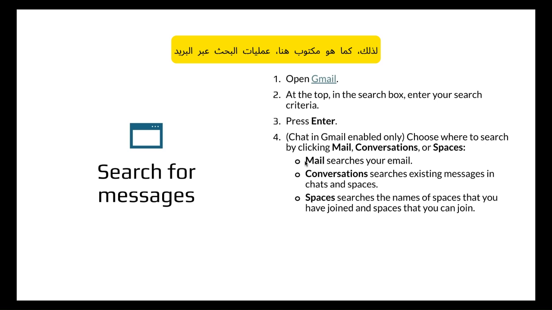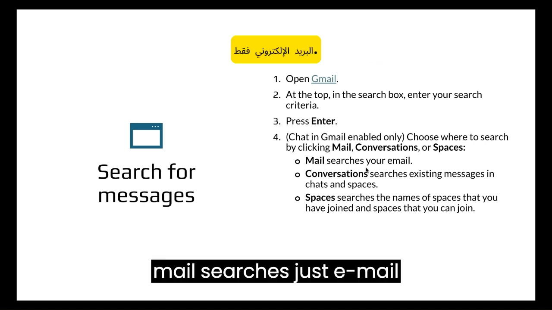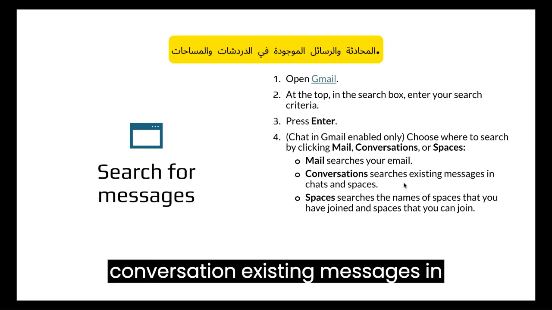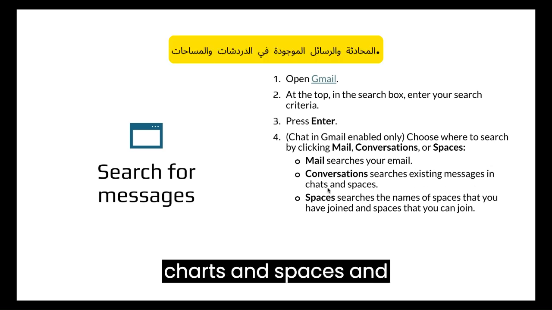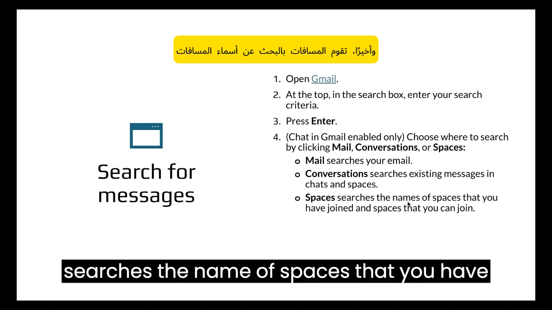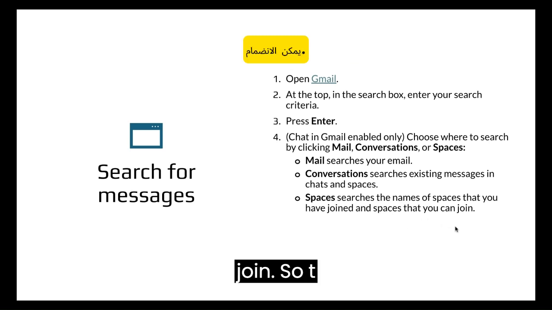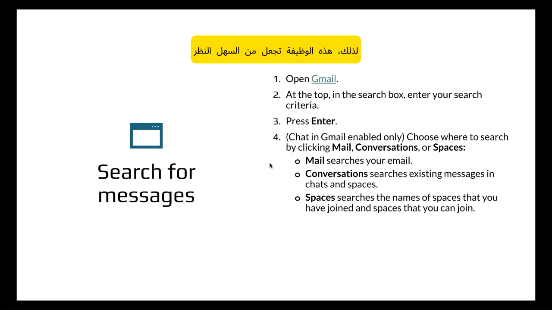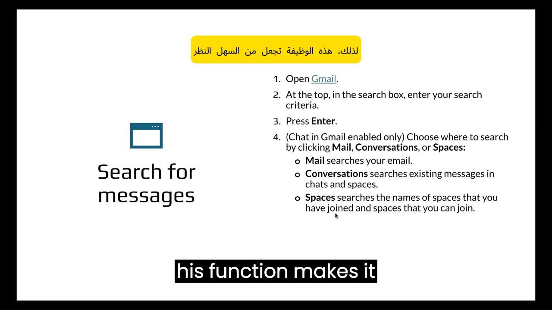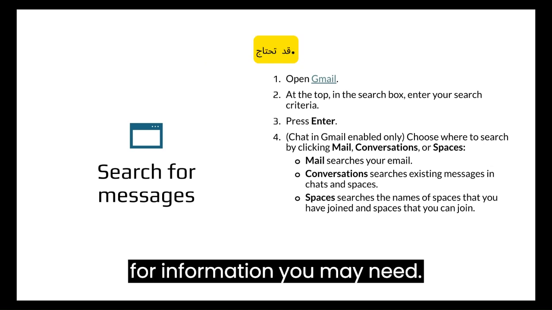So, as it is written here, mail searches just email. Conversation searches existing messages in chats and spaces. And finally, spaces searches the names of spaces that you have joined and spaces that you can join. So, this function makes it easier to look for messages and to look for information you may need.